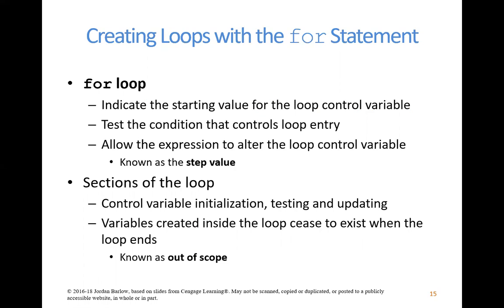So the for loop incorporates the control variable and the incrementing right inside the control statement. It's all built in. A for loop has, as I mentioned, a control statement that includes the variable initialization, testing, and updating. And then those variables that you create for your for loop cease to exist when the loop ends. So those variables are out of scope for any other statement outside of the for loop.